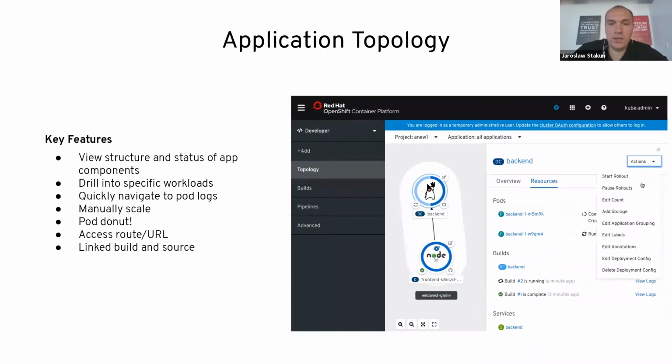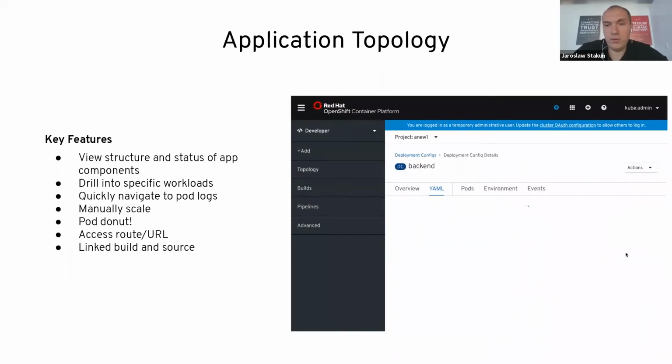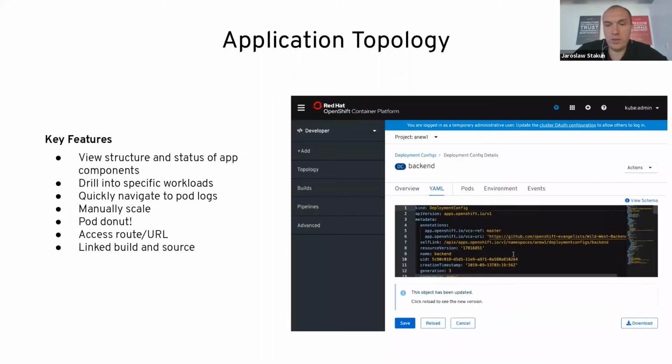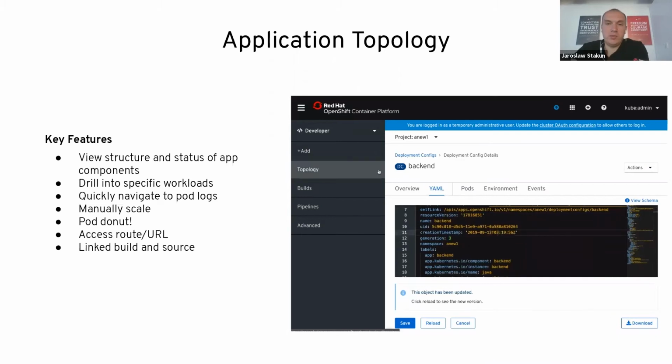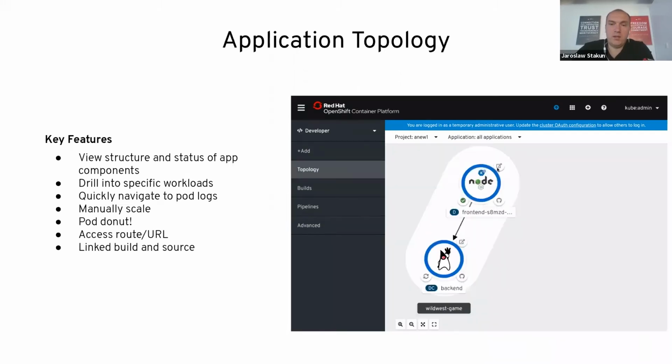So as you know, in the OpenShift and Kubernetes world, even one single container will consist of a number of objects like deployments, services, routes, some config maps, and so on, and all those components can be accessed from this topology view.